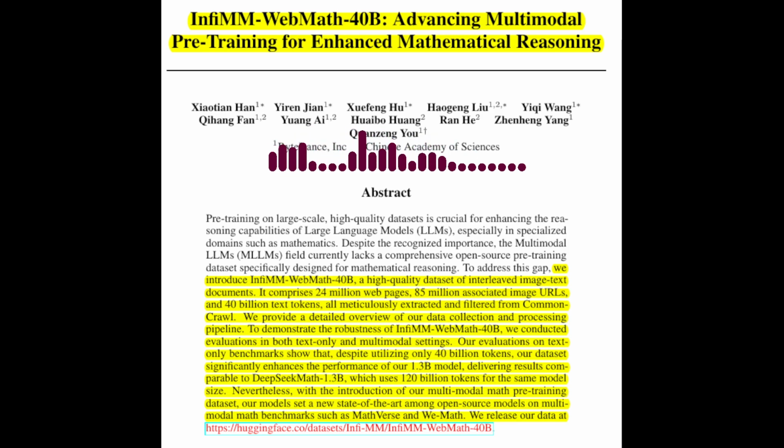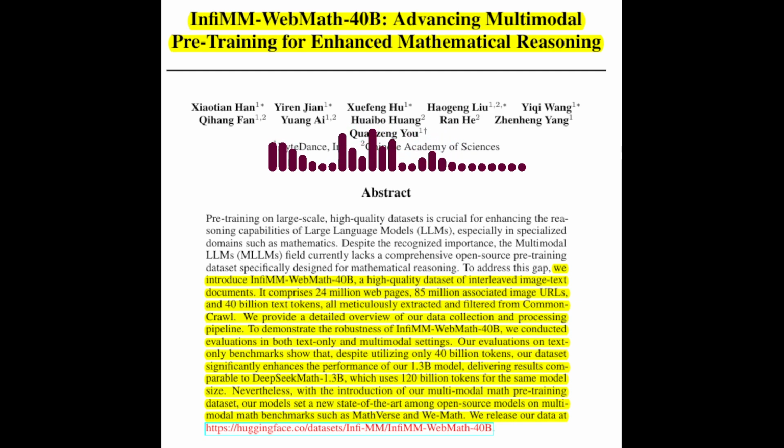They evaluate their models on two widely used multimodal math benchmarks, MathVerse and We-Math. Their models, which they call InfiMM-Math, achieve state-of-the-art performance on both benchmarks, outperforming other open-source models and even some proprietary models. That's impressive. Can you elaborate on the performance gains they see?